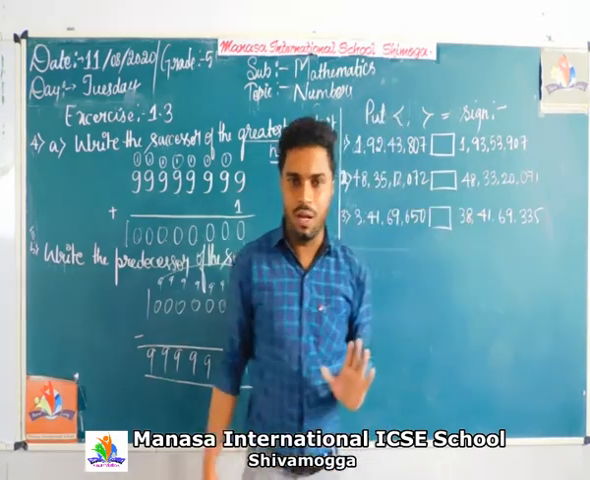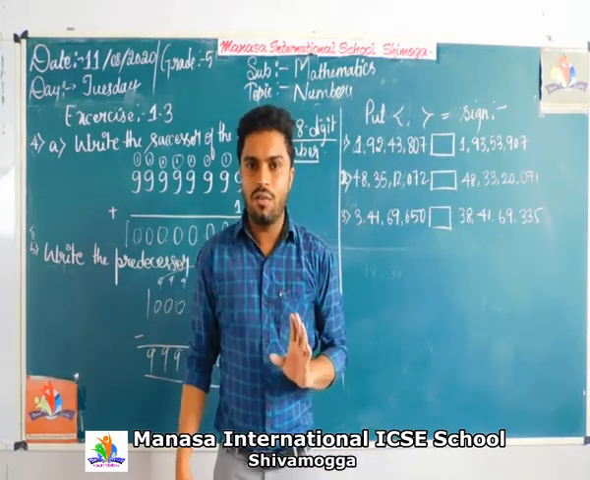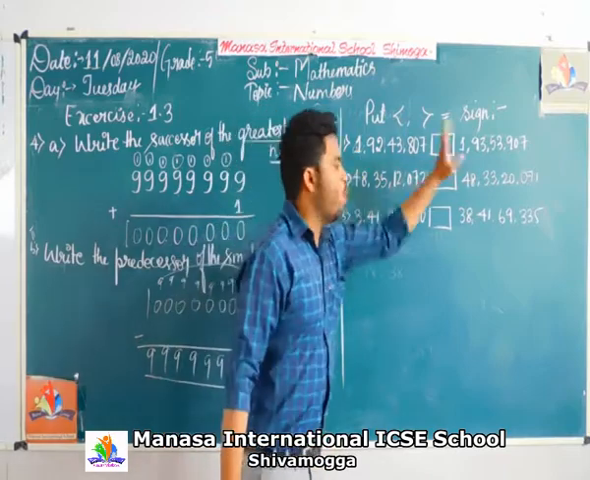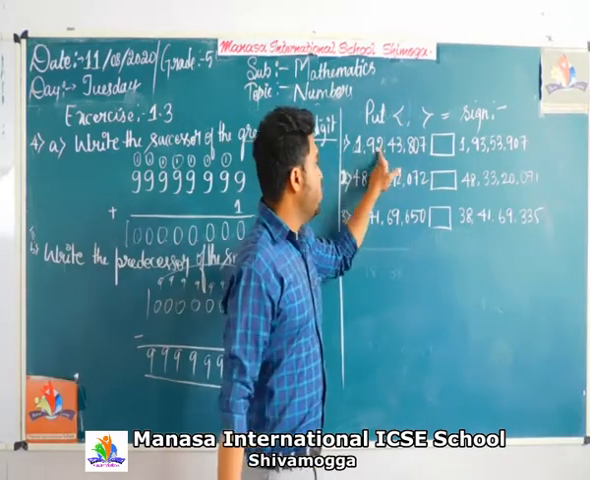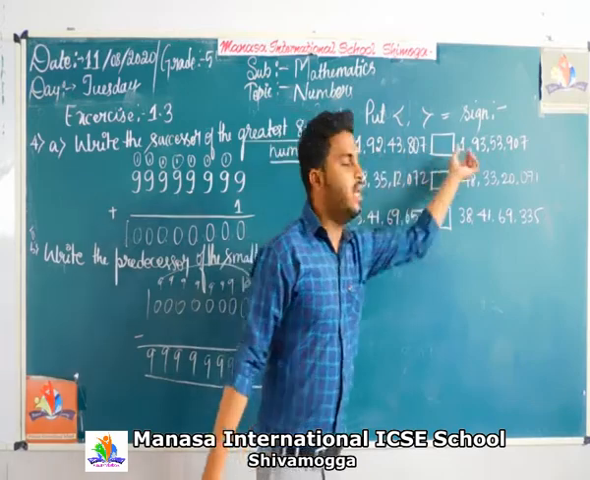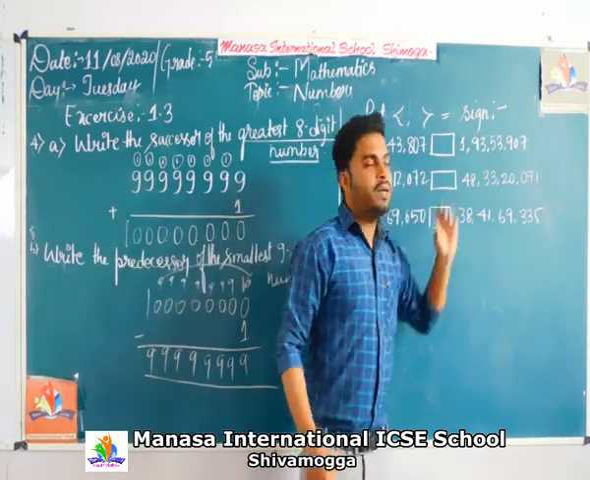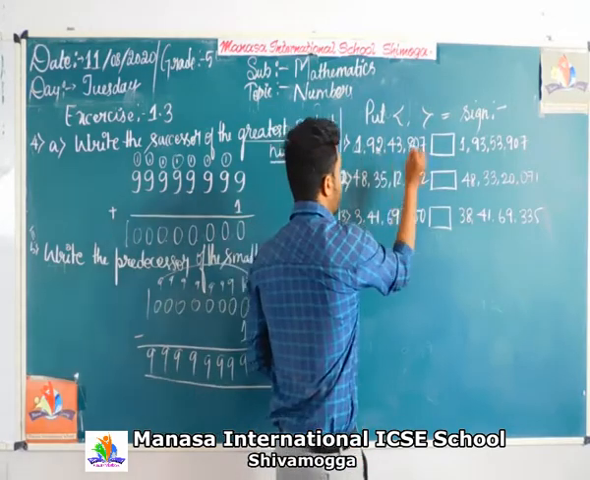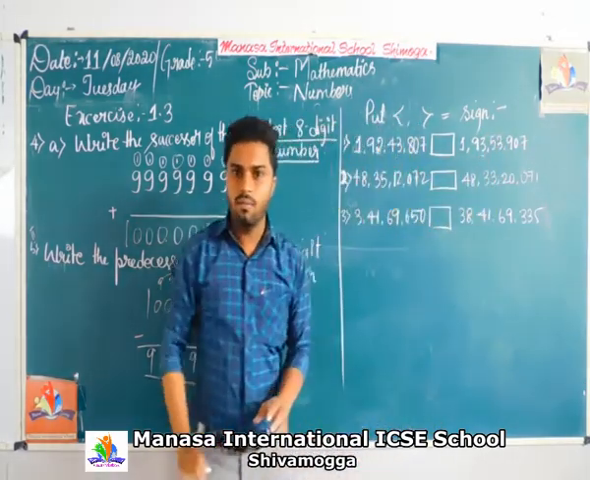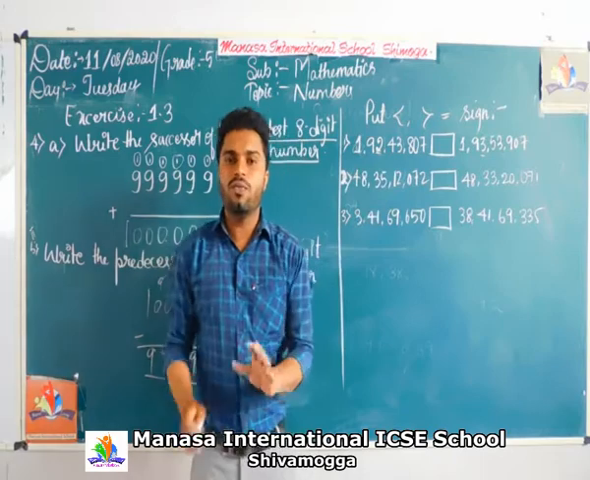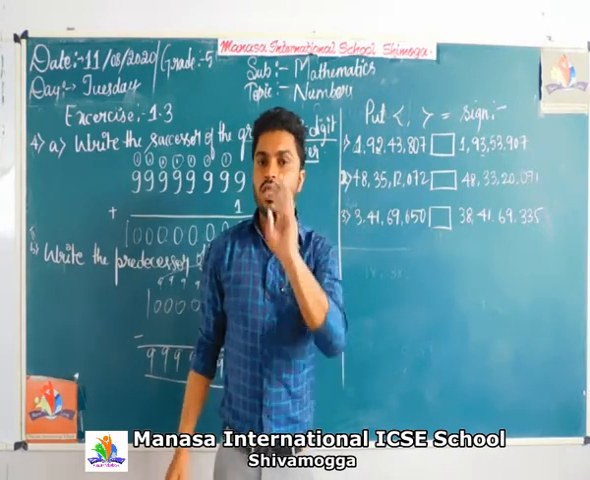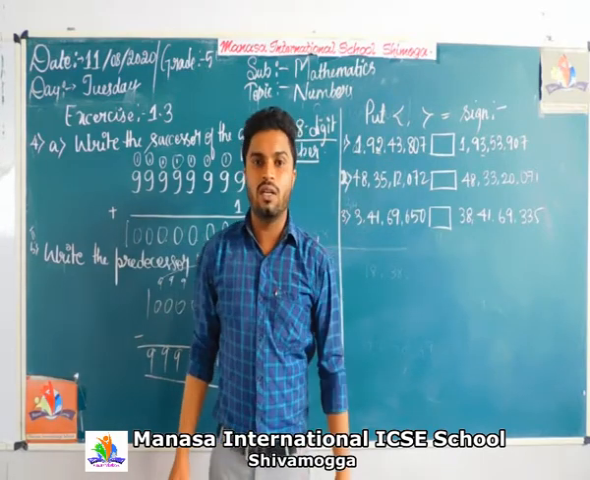Two numbers are equal. Now, checking from the left hand side, the first number. First, 1, 1, same. Second, 9, 9, also same. Third number, 2. And third number, 3. See here, first two numbers are same. Only the third number is different. Here it is 2, here it is 3. Which is greater? 3 is greater.